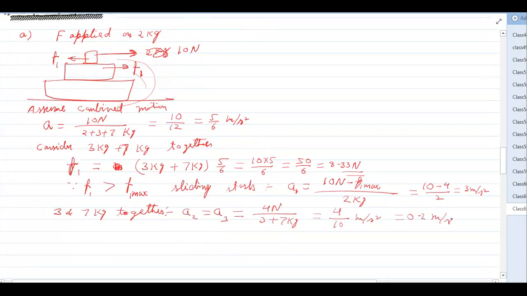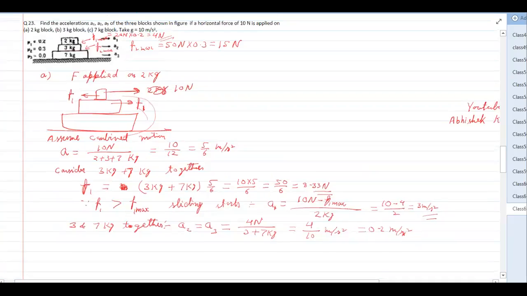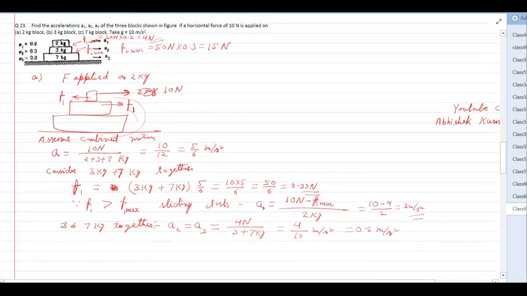0.2 meter per second square. So the upper object will accelerate with 3 meter per second square, and the lower two objects will accelerate with this. But now, you can see there can be sliding at the lower surface as well, between 3 and 7. But that is not possible. Why is that not possible?